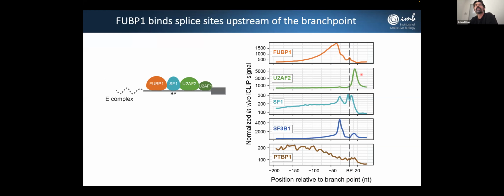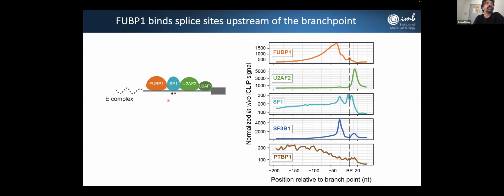And in fact, we estimate that more than 90% of 3' splice sites have significant binding of FUBP1, suggesting, and this we sketched here in this graph, that FUBP1 might be a new core component of this 3' splice site recognition.